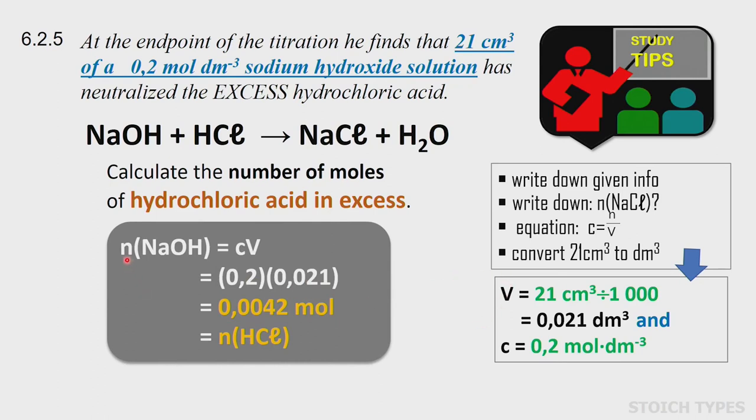Right, do you have it? The moles of sodium hydroxide is C times V. It's 0.2 for the C and 0.021 for the V. And there's my amount of moles of sodium hydroxide, which is really the moles of the hydrochloric acid which is in excess. Okay, are you getting it? So I put in a certain amount of sodium hydroxide. It neutralizes everything, and then I find out if I have so much sodium hydroxide, then I must have so much hydrochloric acid in excess that was lying in the beaker all the time.